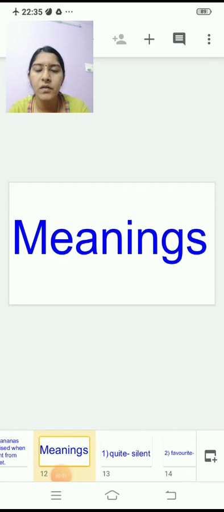We have finished reading the lesson. I'll be sending you the pages of the textbook so that it will be helpful for you to read the lesson at home. Okay. So now we are going to see the meanings for some of the words from the lesson. What is it? Meanings.